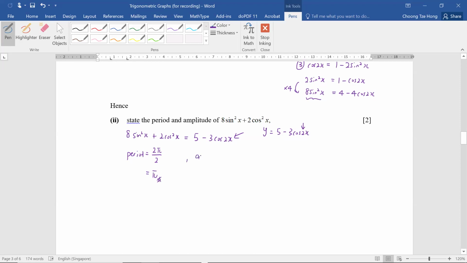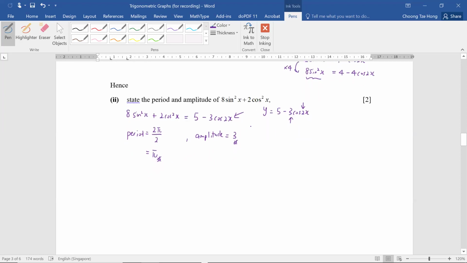Then the amplitude is also very easy to identify. The amplitude will just be the number in front of the cosine or sine function. So in this case, it's a 3. You don't have to bother about the minus sign. The minus 3 will just affect the shape of the curve later. But for amplitude, we always write it as a positive number. So the amplitude will be 3. Do keep in mind that we need to make use of these two pieces of info for the next part. So period is pi, amplitude is 3.